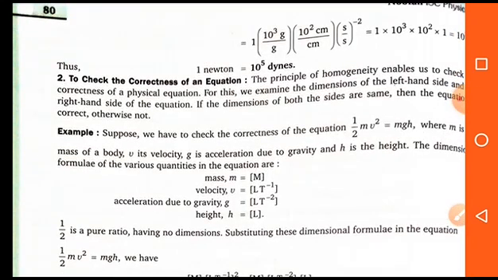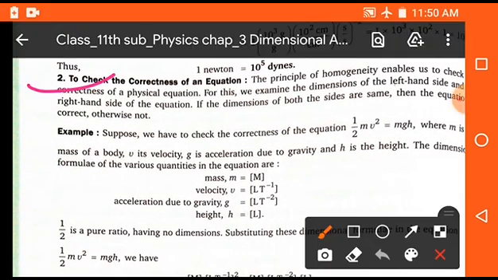Now students, to check the correctness of an equation: with the help of the dimension formula we can check the correctness of any equation or formula, by putting the dimensions of both sides. For example, as we know, half mv^2 equals mgh, that means kinetic energy equals potential energy. So we find the dimension of the left hand side and the dimension of the right hand side. If the dimensions of both sides are equal, then we can say the formula is correct, otherwise it is wrong.